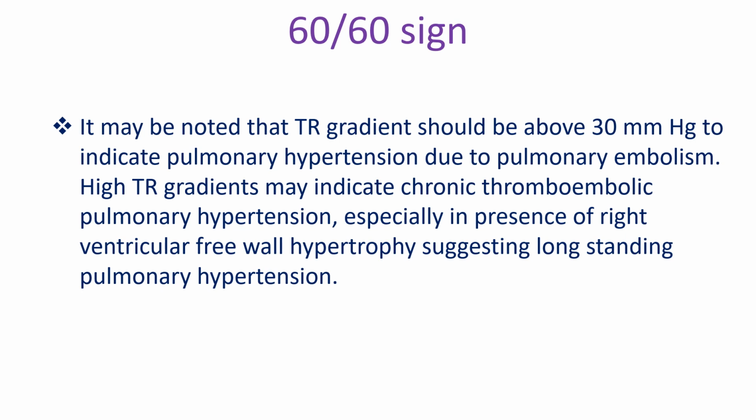It may be noted that TR gradient should be above 30 millimeters of mercury to indicate pulmonary hypertension due to pulmonary embolism. High TR gradient may indicate chronic thromboembolic pulmonary hypertension, especially in the presence of right ventricular free wall hypertrophy, suggesting long-standing pulmonary hypertension.